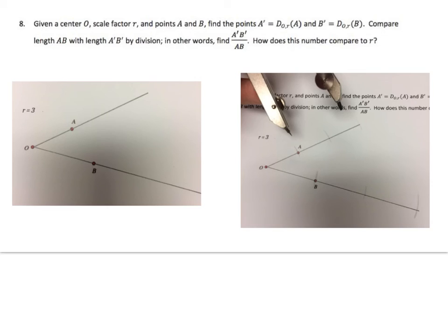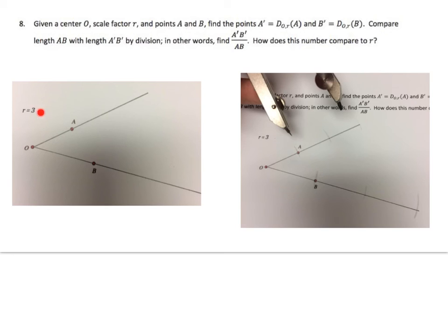Okay, number 8. Given a center O and a scale factor R and points A and B, find the points A prime and B prime. So A prime is a dilation with center O, scale factor R, of A. So A dilates to A prime. Here I have B prime equals a dilation, center O, scale factor R, of B. So B dilates to B prime. Compare the length AB with the length A prime B prime by division. In other words, find your scale factor. How does this number compare to R? It should be the same, right?